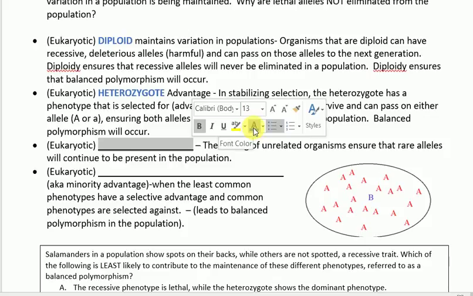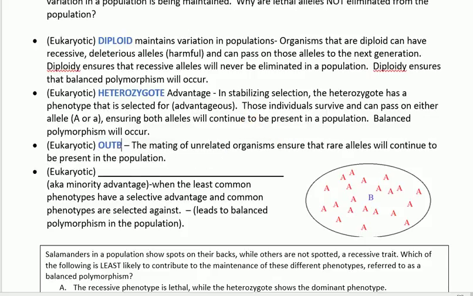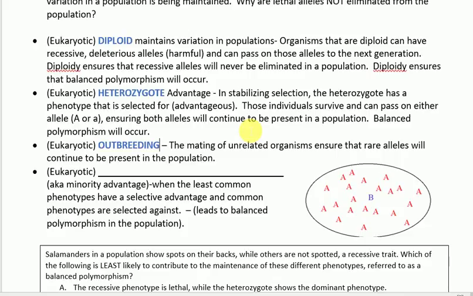Also in eukaryotic, we have what is called outbreeding. And this is the mating of unrelated organisms, and that's going to ensure that rare alleles will continue to be present.